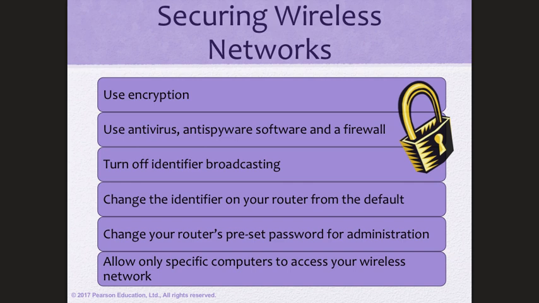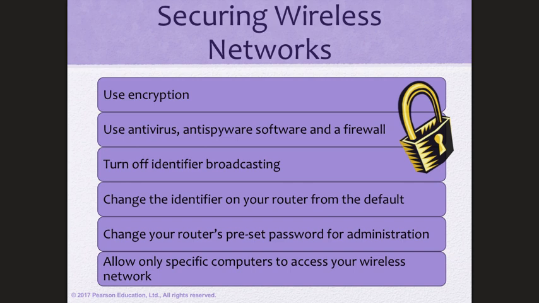Securing wireless networks in general, these are nice pieces of advice for securing wireless networks. Use encryption. Again, security is not only about information, there is also security against malicious software that can come into your equipment. So use an antivirus and anti-spyware. Turn off identifier broadcasting, the SSID broadcasting, right? Change the identifier on your router from the default.